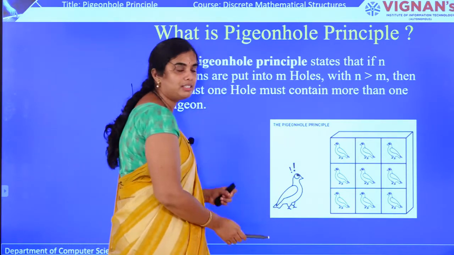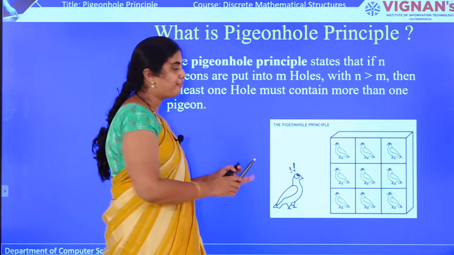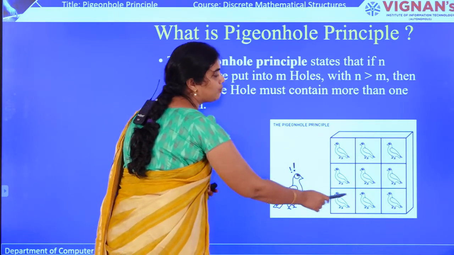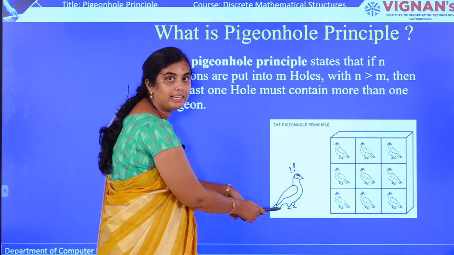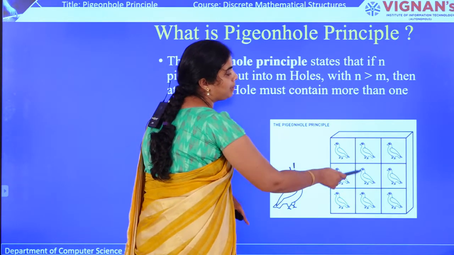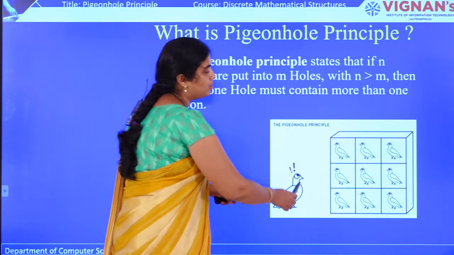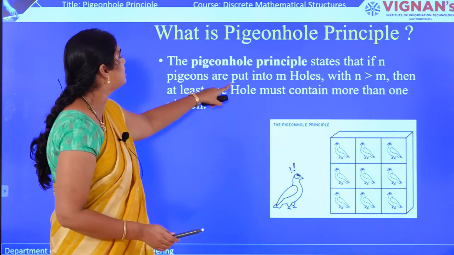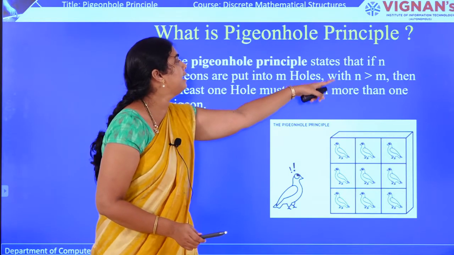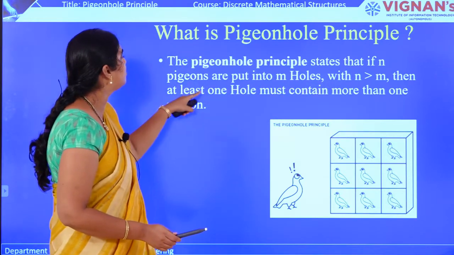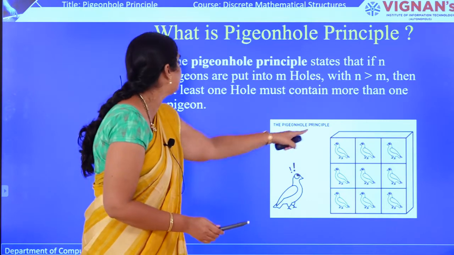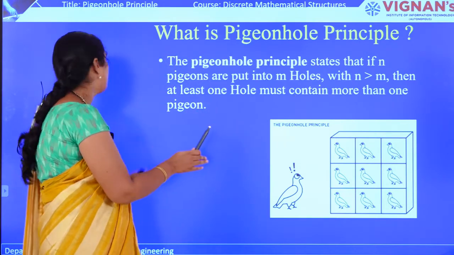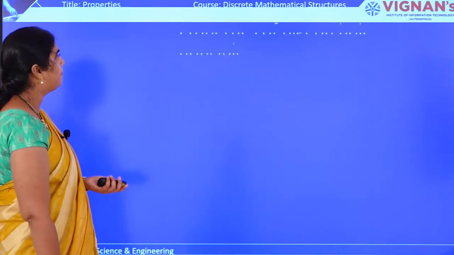See, I am given 10 pigeons and there are 9 holes. If I try to put these 10 pigeons in those 9 holes, there will be at least one hole with more than one pigeon, because one pigeon is left over, right? This pigeon must be kept in a hole that already has one. So this pigeonhole principle states that if n pigeons are put into m holes with n greater than m, then at least one hole must contain more than one pigeon. Okay? This is the actual definition of the pigeonhole principle. We will see how this can be implemented.